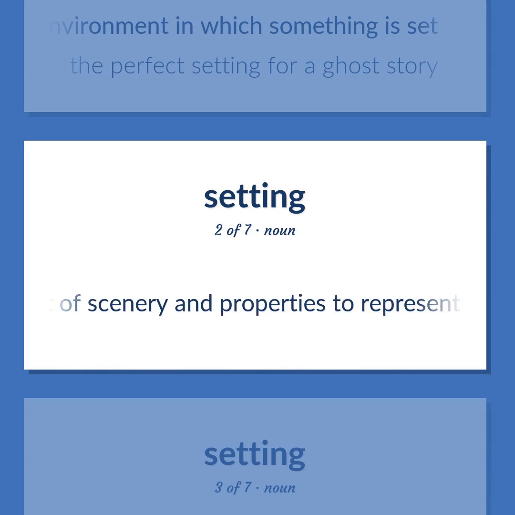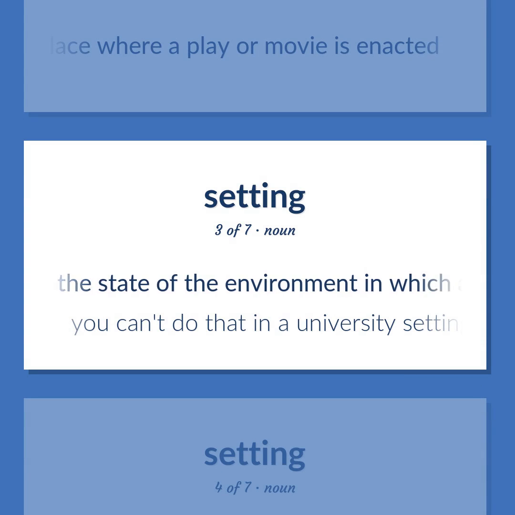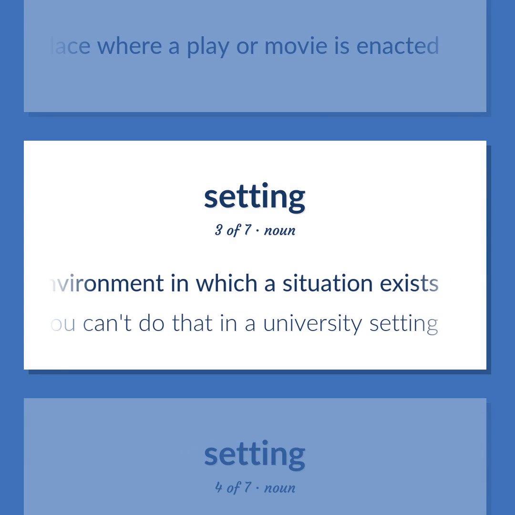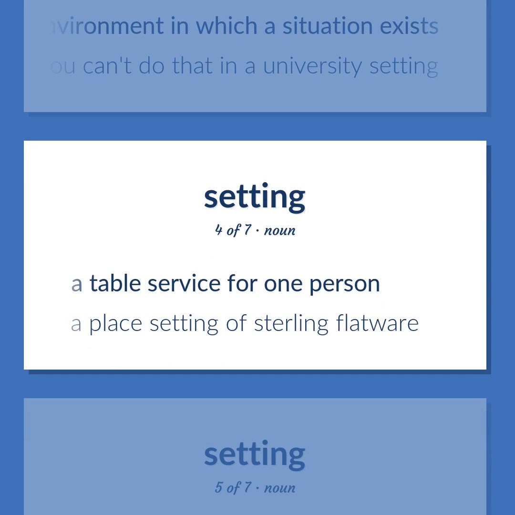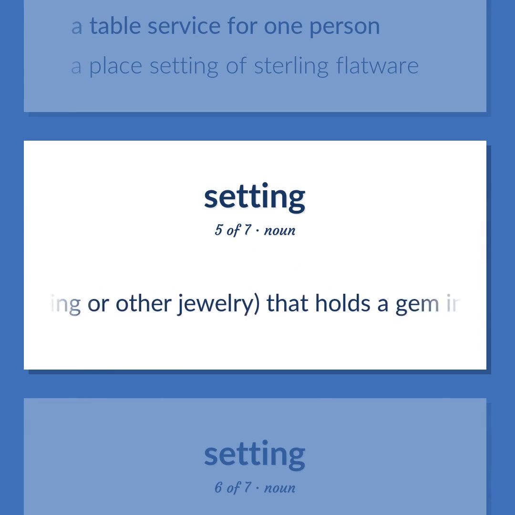Arrangement of scenery and properties to represent the place where a play or movie is enacted. The state of the environment in which a situation exists. You can't do that in a university setting. A table service for one person. A place setting of sterling flatware. A mounting consisting of a piece of metal, as in a ring or other jewelry, that holds a gem in place.